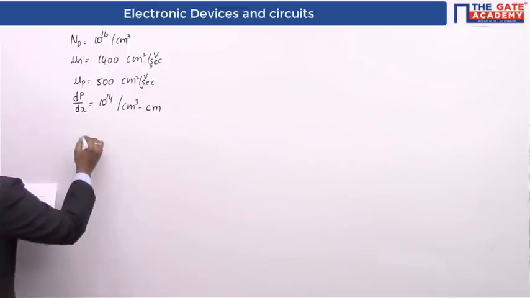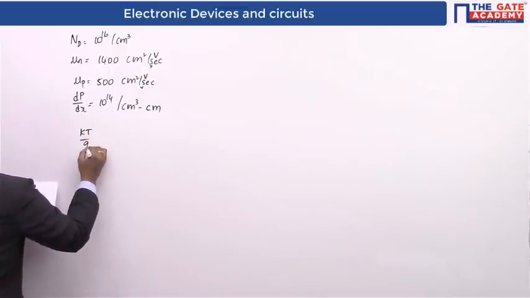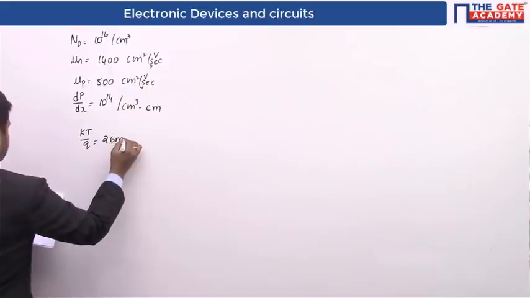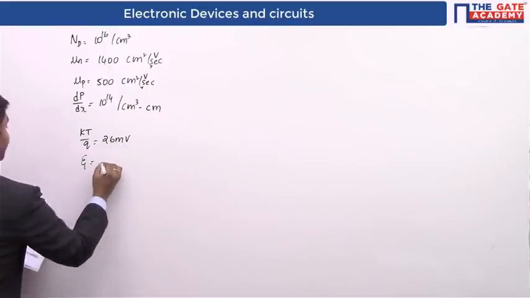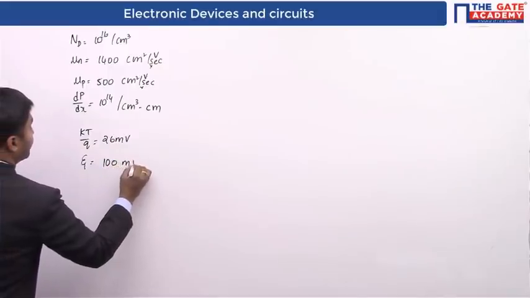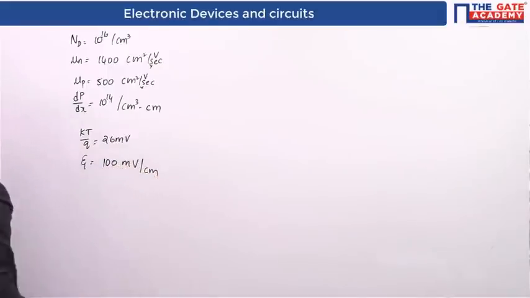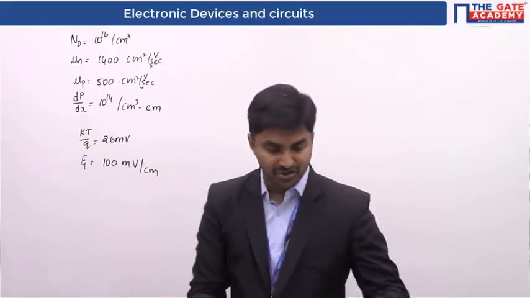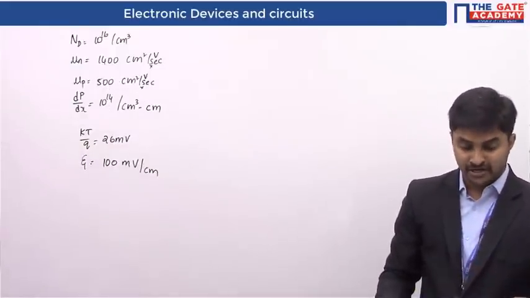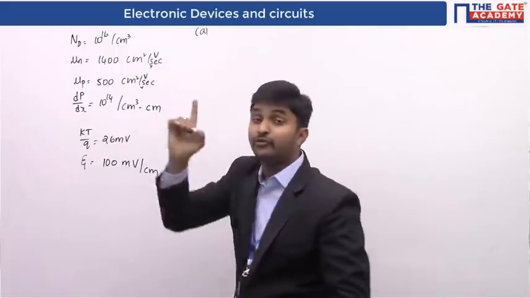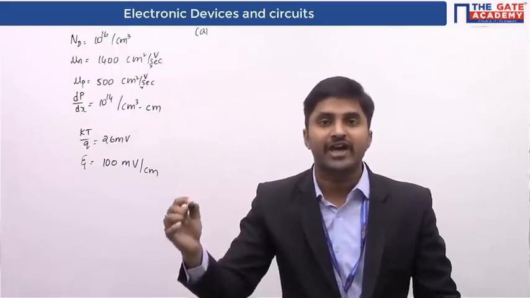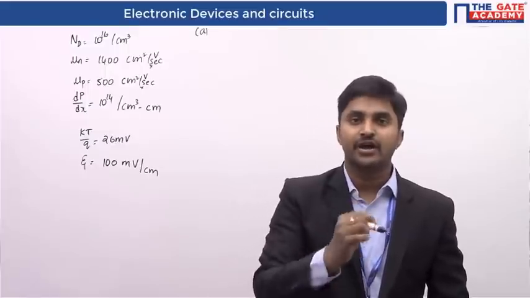Now kT by Q is 26 millivolts. The electric field intensity is given to be 100 millivolt per centimeter. Now the first part of the question is that we have to find the drift velocity of electrons and holes.